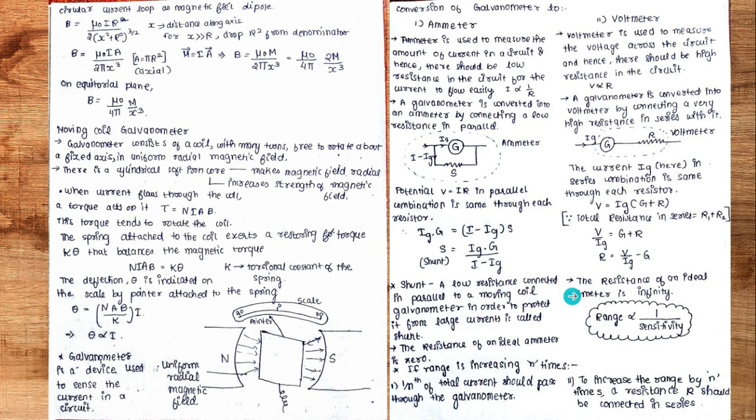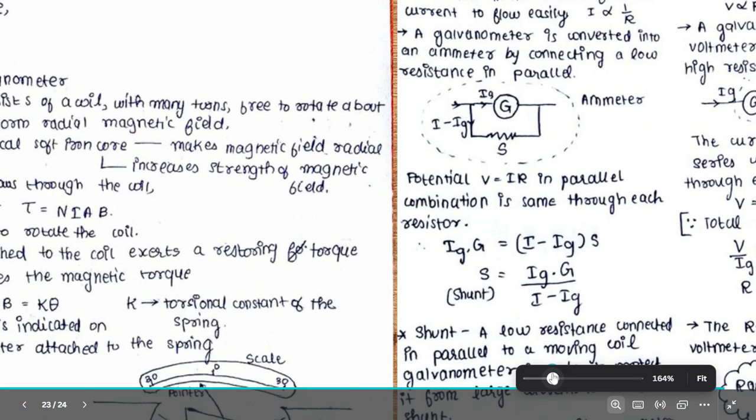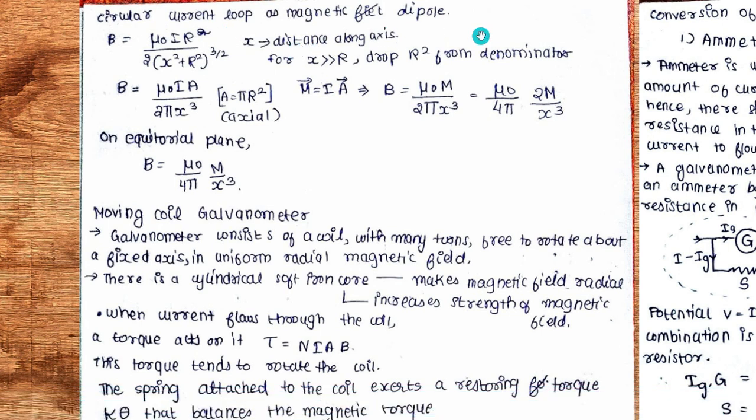Now coming to the next concept, that is circular current loop as magnetic dipole. Now we have a circular current loop which acts as a magnetic dipole. Then our B is equal to μ₀Ir² by 2 times (x² + r²) whole to the power of 3 by 2. And x is of course the distance along the axis.